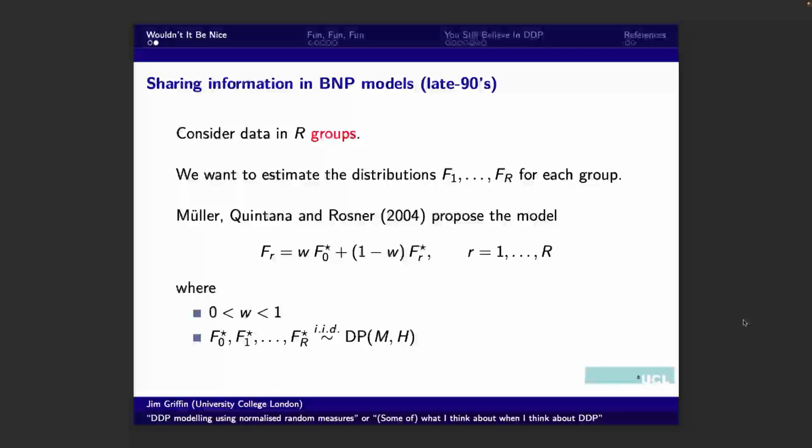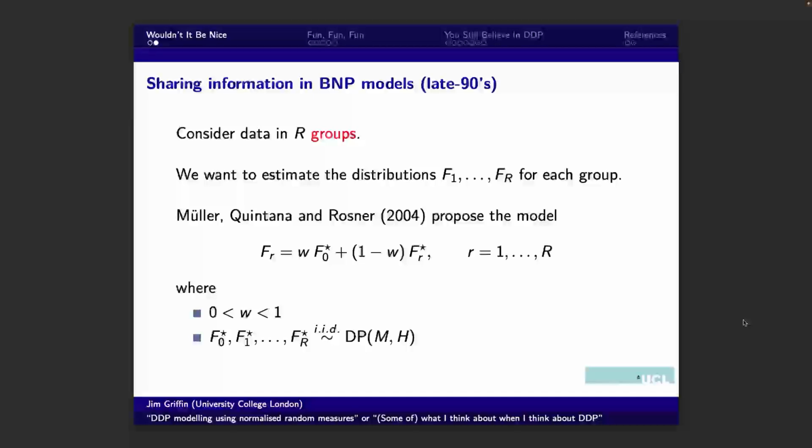This is quite a simple construction, but it's also quite a step forward in terms of becoming clear that what you want to do is share information between different related distributions. And so there you're doing things directly, rather than through the prior in a hierarchical model, you're doing it directly on the distributions.